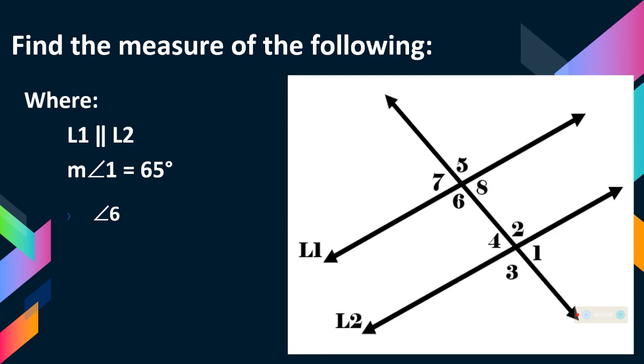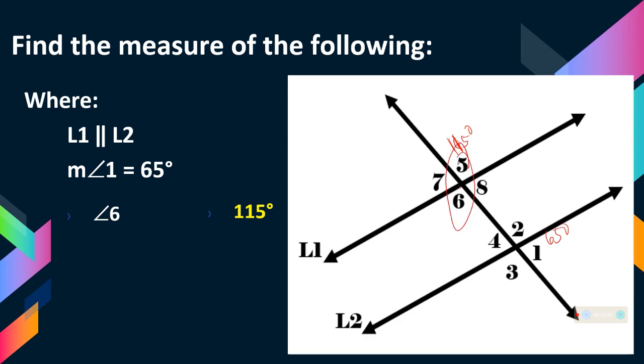Okay, so to continue, again, using the measure of angle 1 is 65 degrees, what is the measure of angle 6? Okay, so we have to take a recall. So again, angle 1 is 65 degrees. Of course, angle 5 is also 65 degrees. Okay, rather, this is 115. Okay, sorry. So this is 115 degrees. So what is the measure of angle 6? Okay, so this is also 115 degrees.